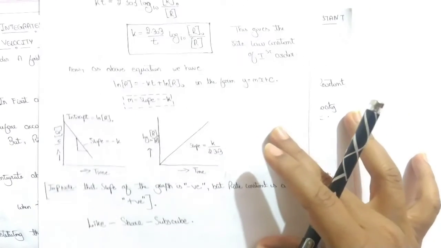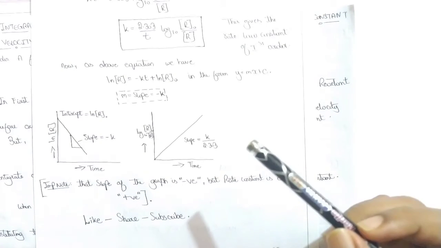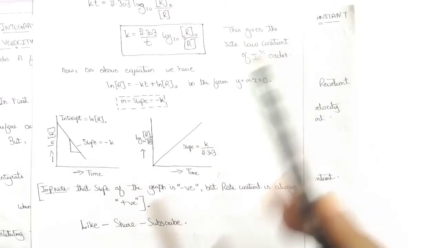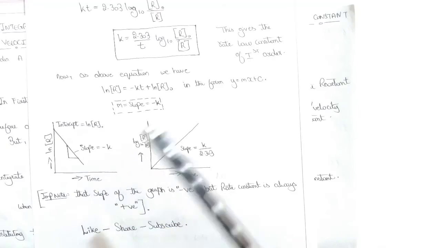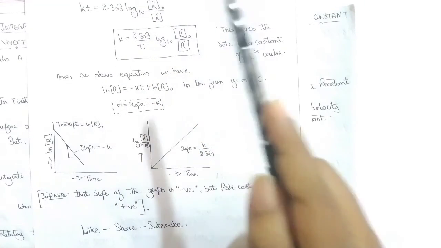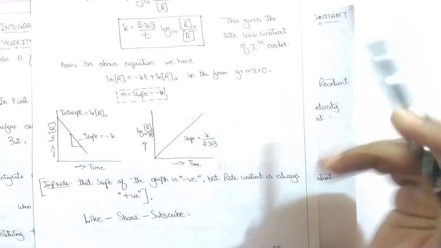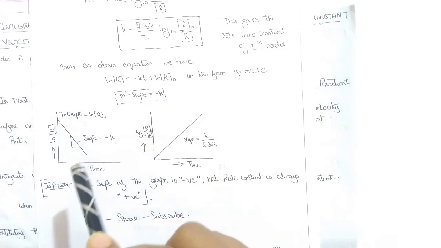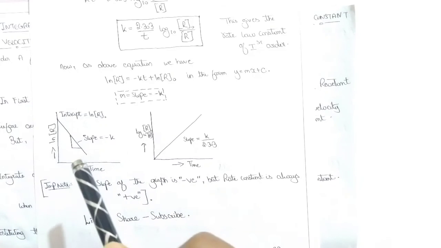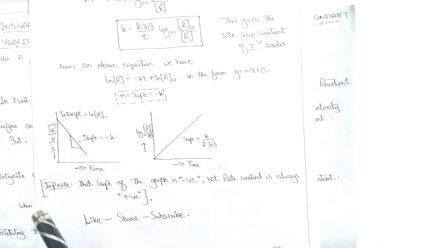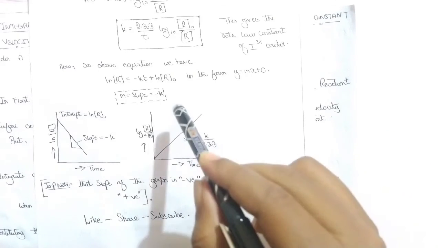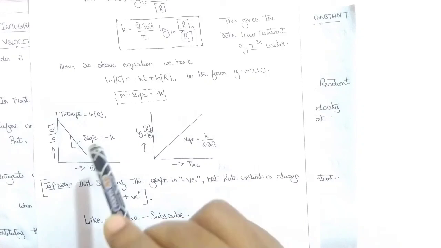As we come to the last part of our derivation, the important note is that the slope of the graph is negative, but the rate constant is always positive. Always remember that the slope is negative, but the rate constant value is always positive. There are two types of graph here. You need to be very careful while considering the graph for the given question. Always prefer these graphs in your derivation, and if you are thorough and confident that you remember this graph exactly, then only write it.